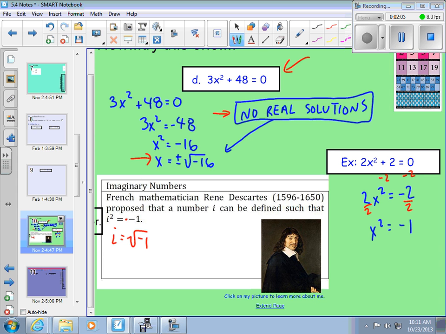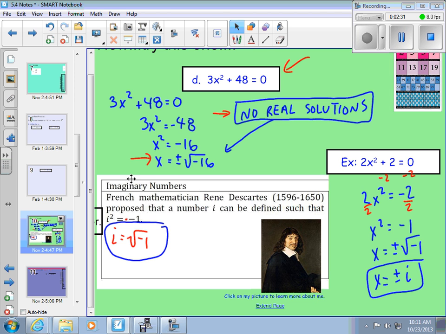After that, we have x squared equal to -1. We're going to take the square root of both sides, so x is going to be equal to plus or minus the square root of -1. Well, what do we know the square root of -1 is equal to? The square root of -1 is equal to i. So our answer for x is plus or minus i, and that would be our solution.